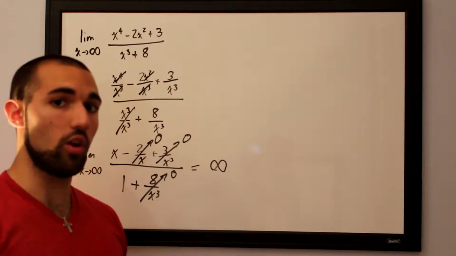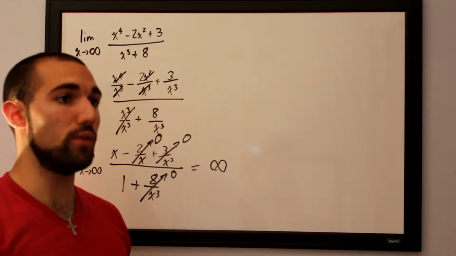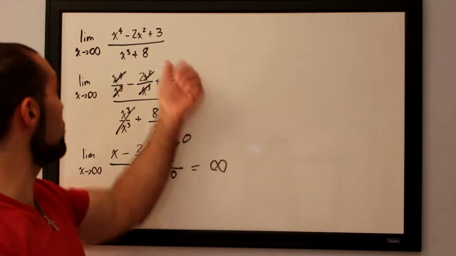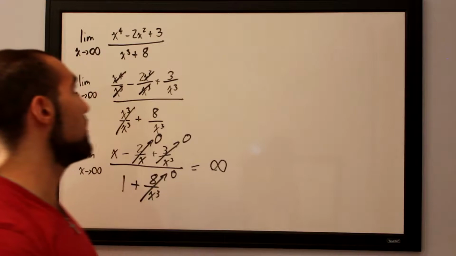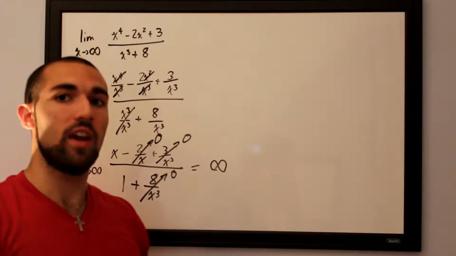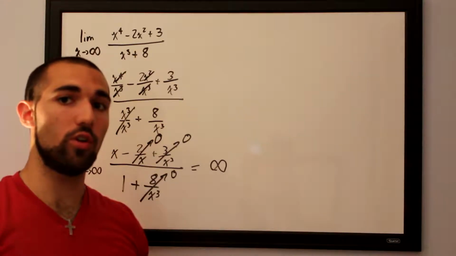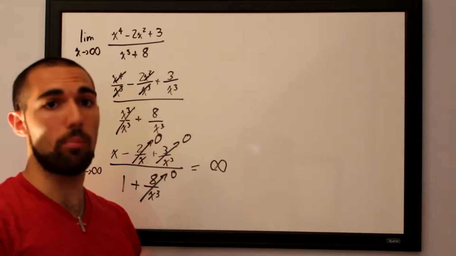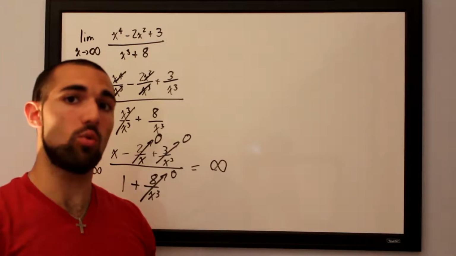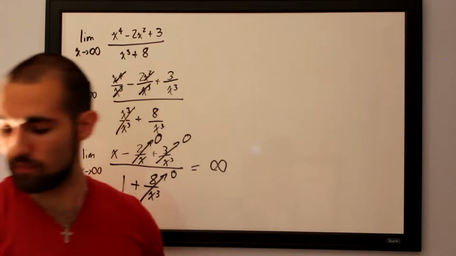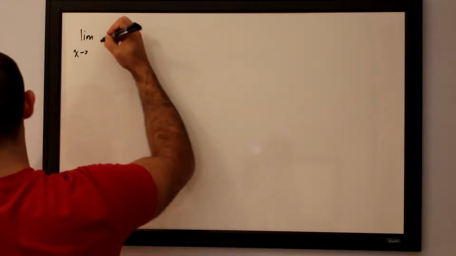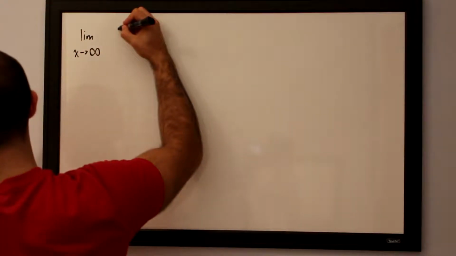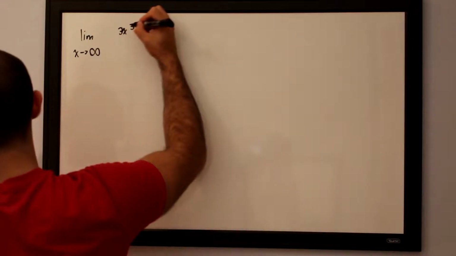It's going to keep growing larger and larger because there's nothing that's going to be slowing it down. And we can tell this right away by looking at the leading coefficient of the higher power, where in the numerator we have an x to the fourth, and in the denominator we have an x to the third. And because the numerator has a higher power, we know right away that this limit is going to tend toward infinity.